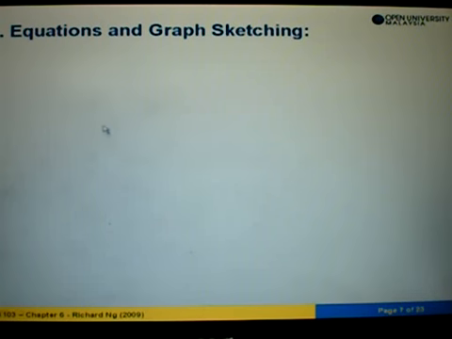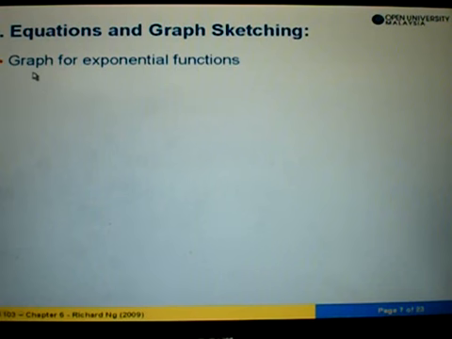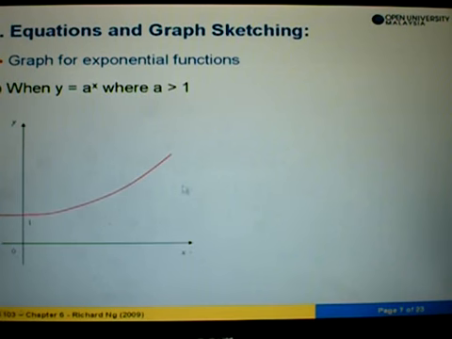Okay, let's move on to the next topic, equations and graph sketching. Let's start off with graphs for exponential functions. So example 1, if we are given y equals a to the power x, where a is greater than 1, then the graph will be like this, the red line, where it passes through 1, and then it will move upwards. So that is the graph for y equals a to the power x.